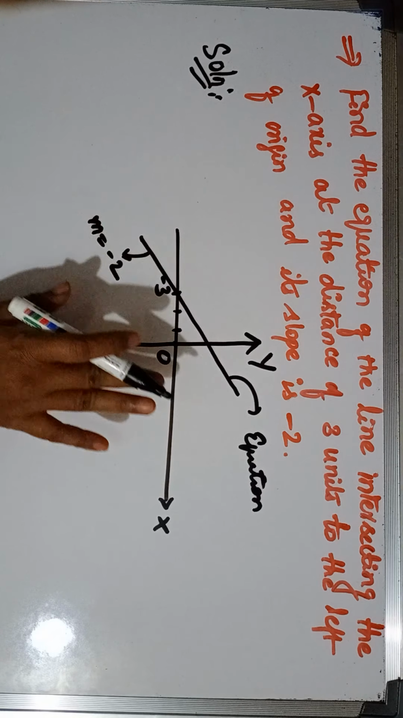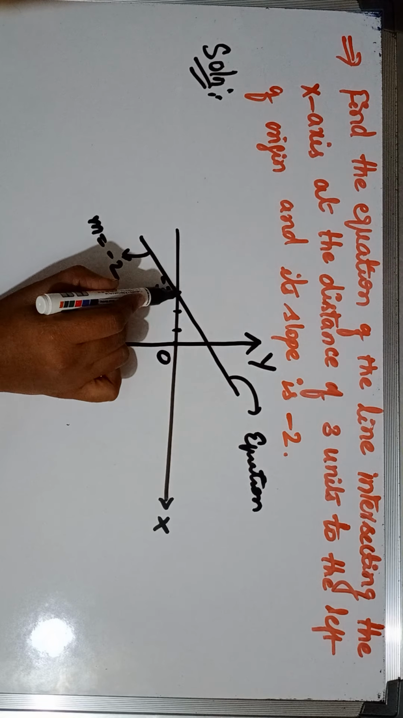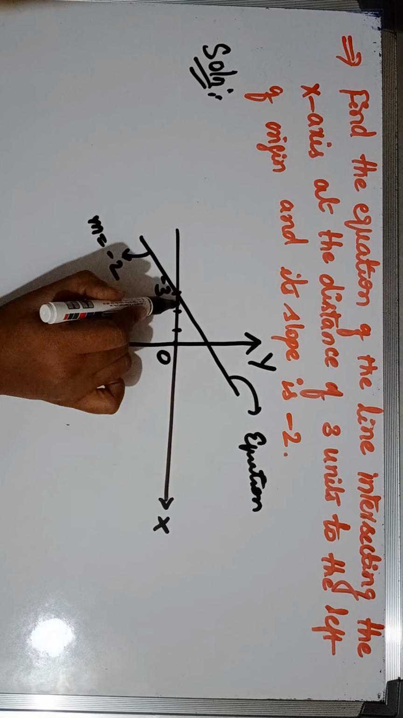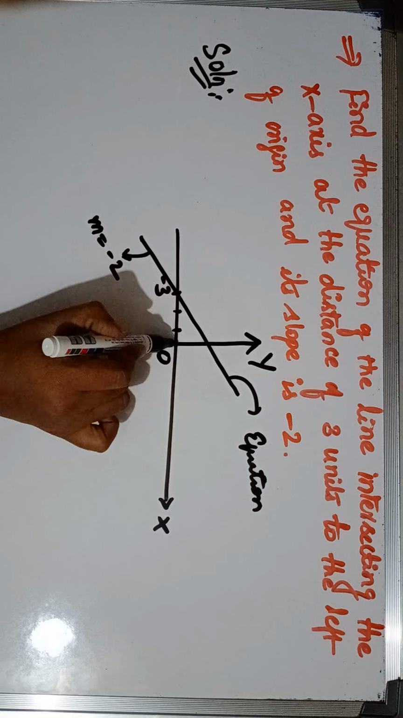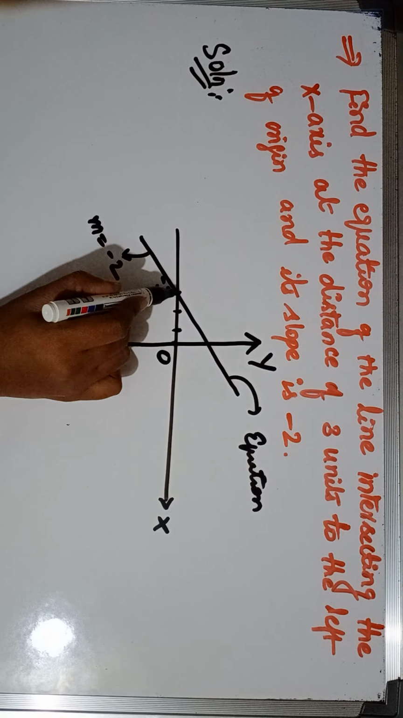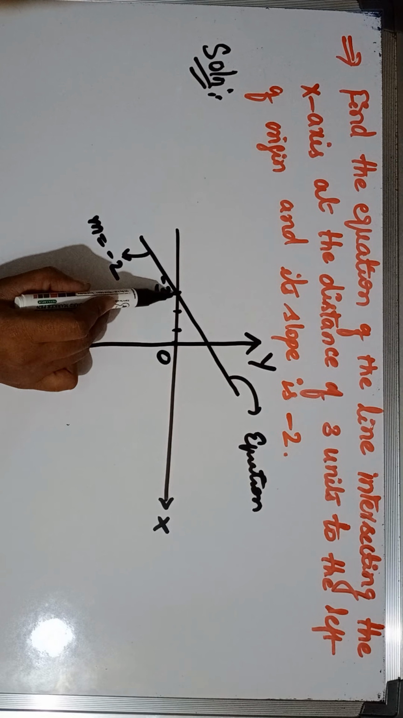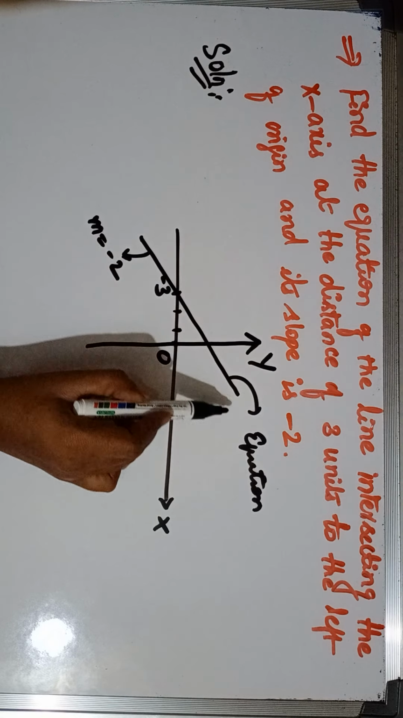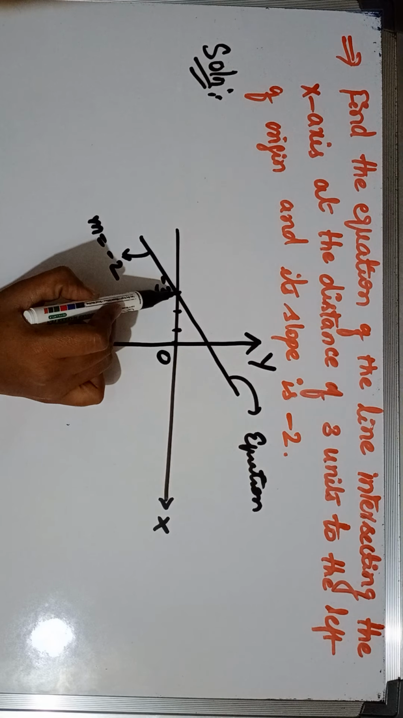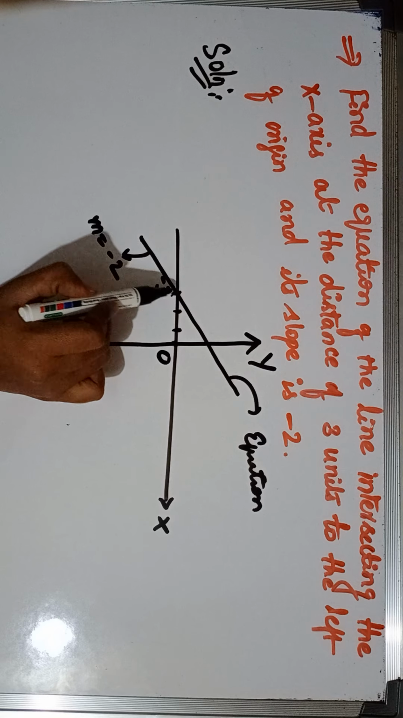Okay, so very simple. We have to find the equation of a line which intersects the x-axis at the distance of 3 units to the left of origin. Right of origin means the right side, the positive side. Left of origin means the negative side. So at a distance of 3 units from the origin, the line crosses or intersects the x-axis. That means at this point it meets the x-axis at -3.